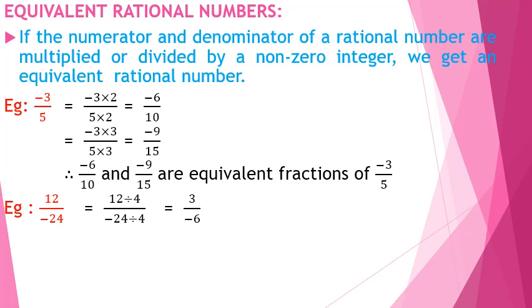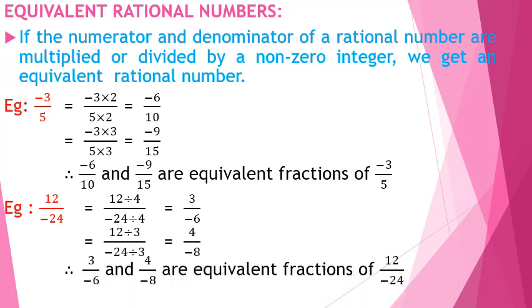Next example, 12 upon minus 24. Here we are finding the equivalent fraction by dividing the given rational number. So if we divide the given rational number by 4, we get 3 upon minus 6. And if we divide it with 3, we get 4 upon minus 8 and so on. Therefore, 3 upon minus 6 and 4 upon minus 8 are two equivalent fractions of 12 upon minus 24.